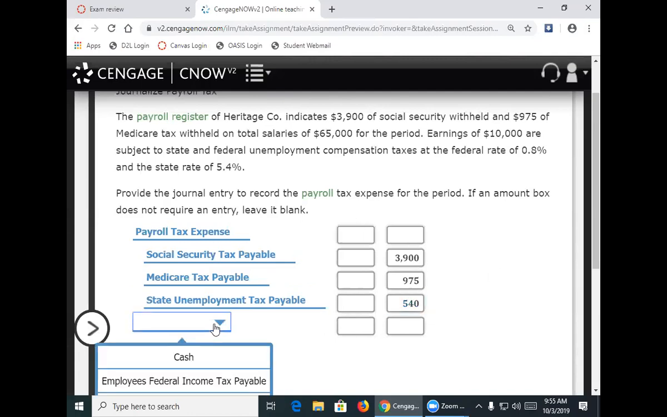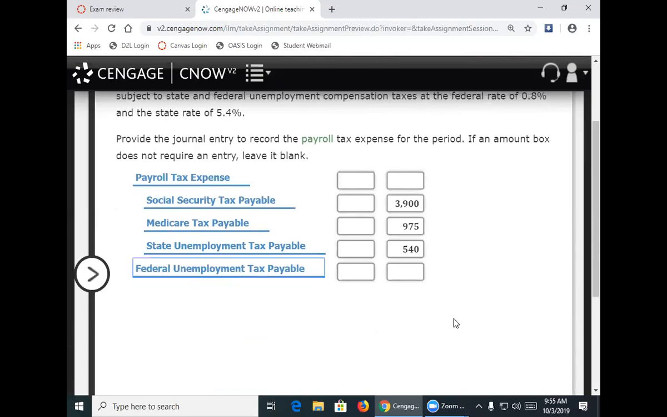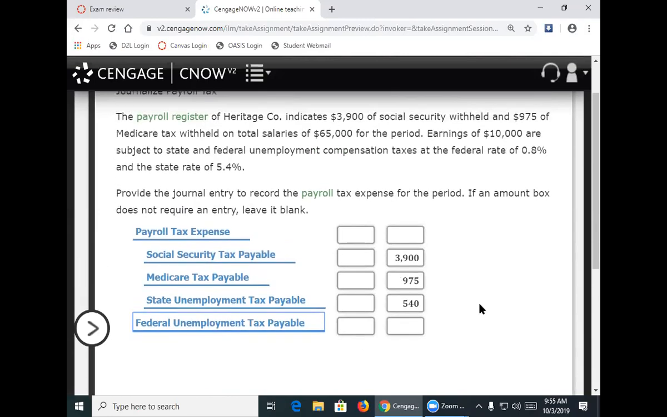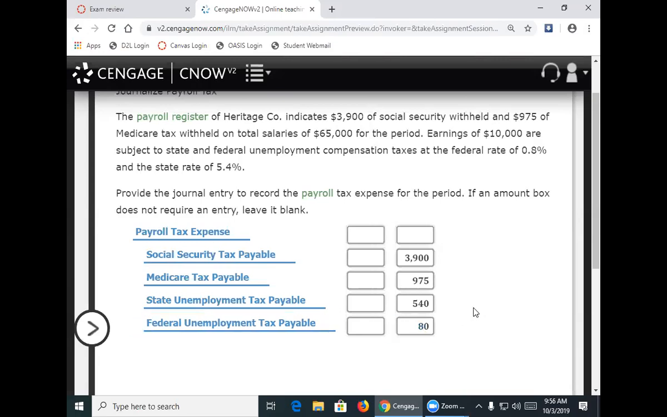And then last but not least, we have our federal unemployment tax payable, which is 0.8%. That's a small percentage. So if you're entering it in your calculator, you'd put 0.008. That throws students off sometimes. What's my federal unemployment tax payable? $80. Perfect. So we put 0.8% of 10,000.